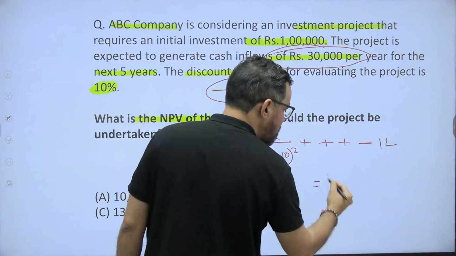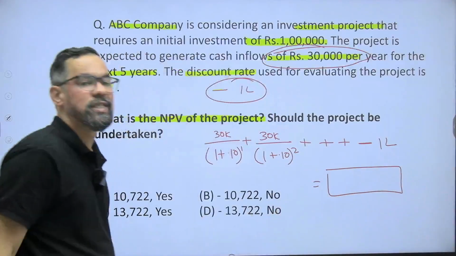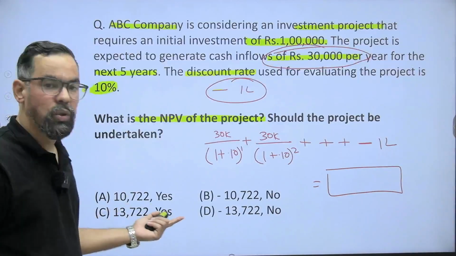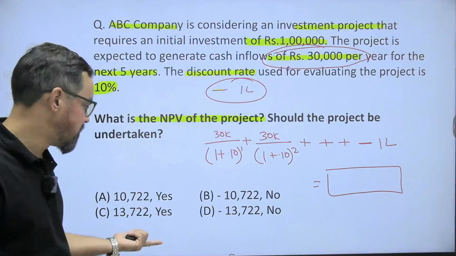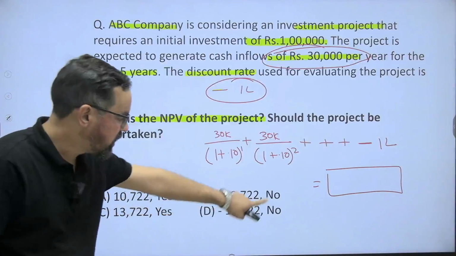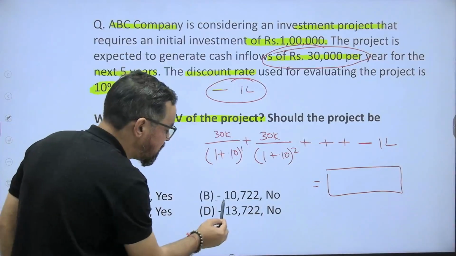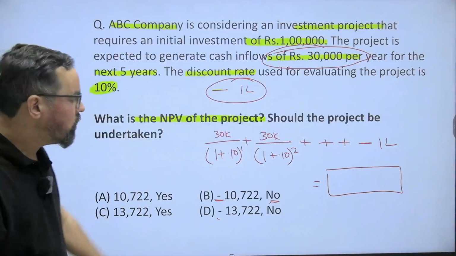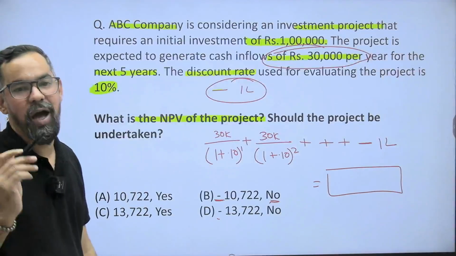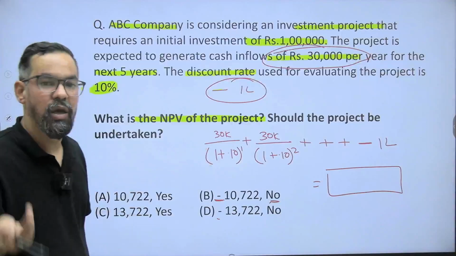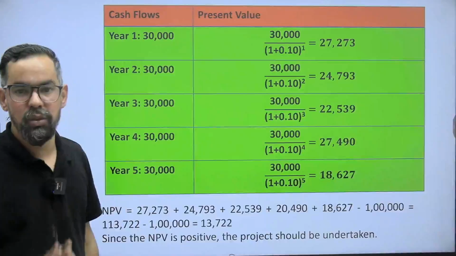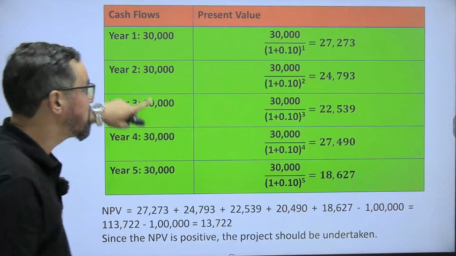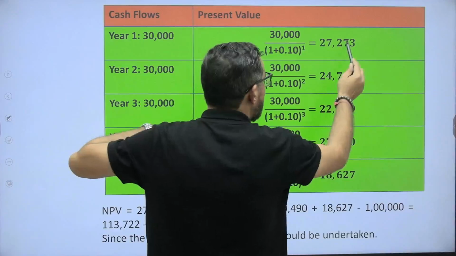If you solve this particular equation, if it is positive, you should accept, otherwise you should reject. So it is clearly mentioned: if it is negative, it is no. Or if it is positive, yes. So this is the only thing which you have to calculate. It's a very simple one. A calculator is allowed and you can solve these kinds of questions. If you calculate this, you will reach these particular numbers.